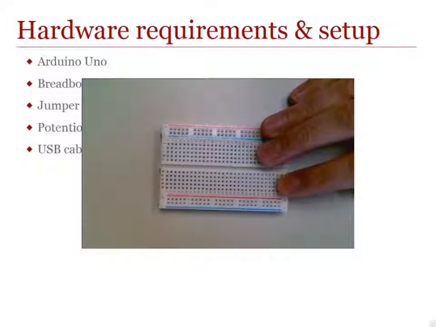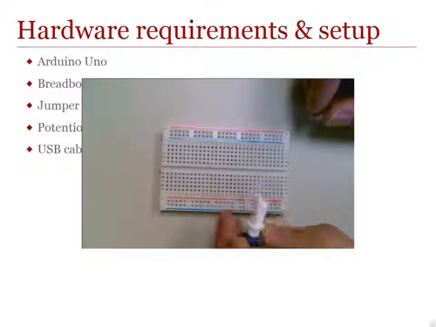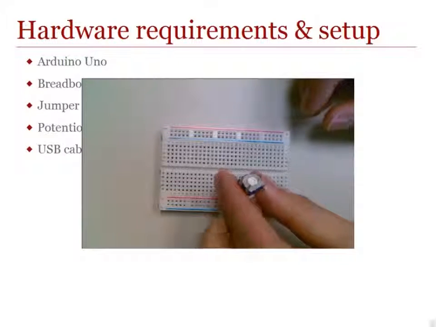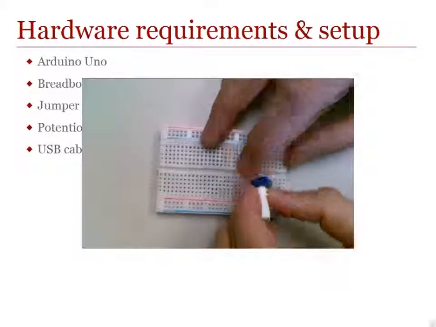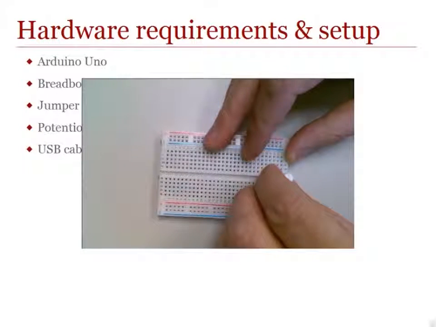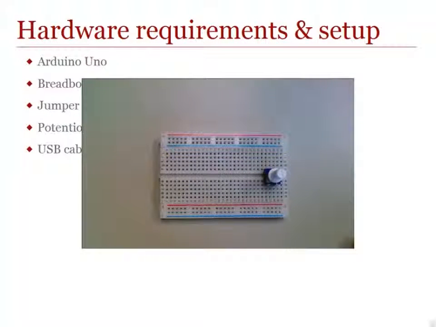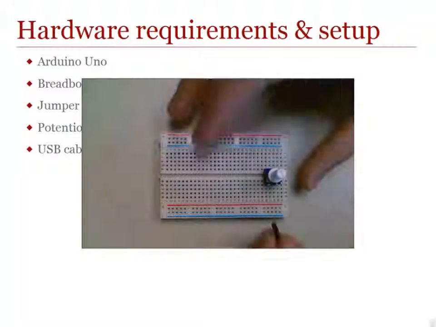First, we'll connect the potentiometer to the breadboard. The potentiometer has 3 pins: one for voltage in, one for grounding it, and the one on the opposite side has the variable voltage, connected to the variable resistor.